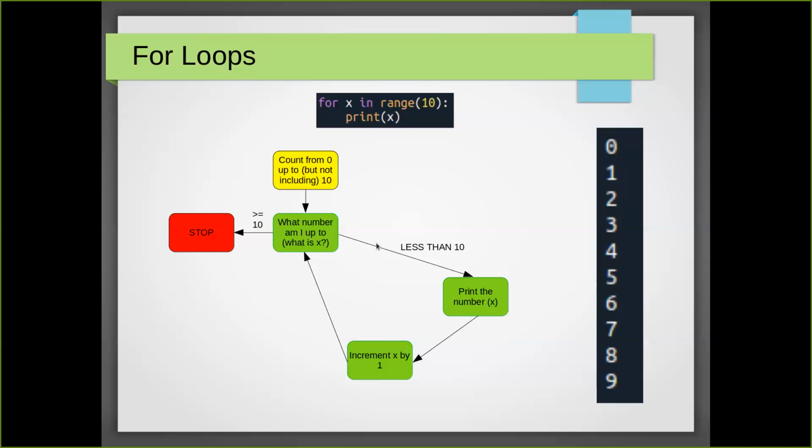It's up to 1. Still less than 10. Print the number, and then increase it by 1 again. And we keep going round this loop until we get to the value of 10. Once we get to the value of 10, we stop. We don't print out 10. We stop at that point.